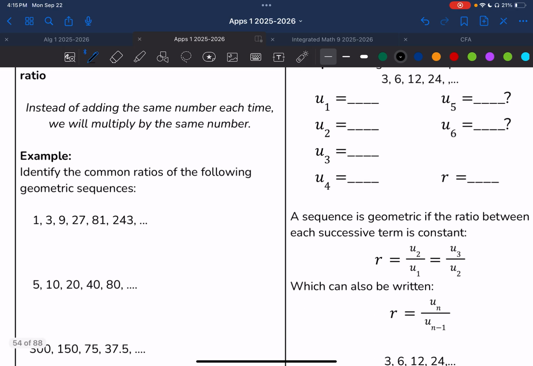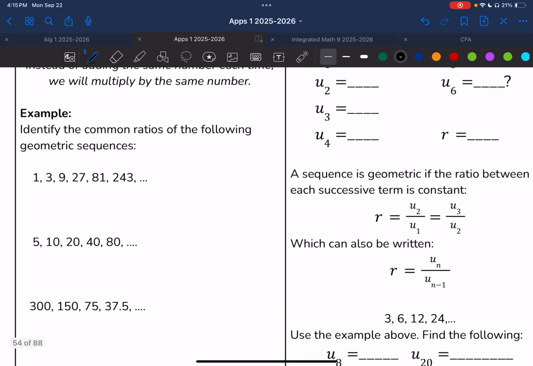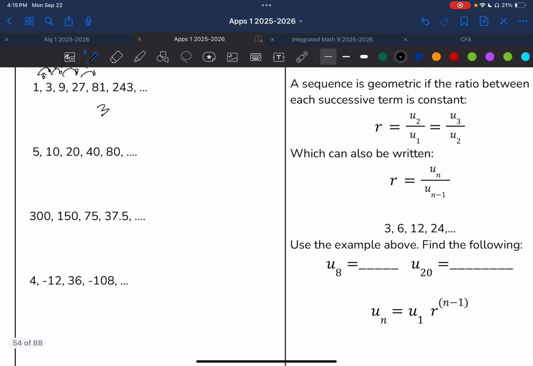called the common difference. So in this example here, we multiply by 3, multiply by 3, multiply by 3, multiply by 3. So our common ratio is 3. Here we multiply by 2, multiply by 2, multiply by 2, multiply by 2. So our common ratio is 2. Here we multiply by a half, multiply by a half, multiply by a half. So our common ratio is 1/2.